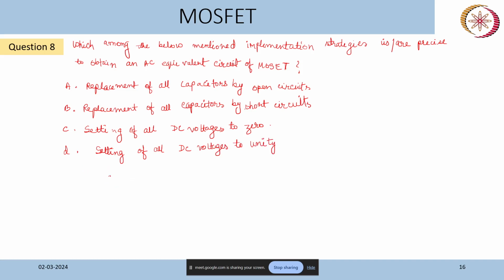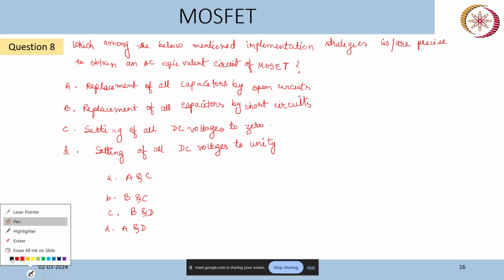So the options are A and C. These two are correct. Option B is B and C. C is B and D. And D is A and D. So what is the correct answer?